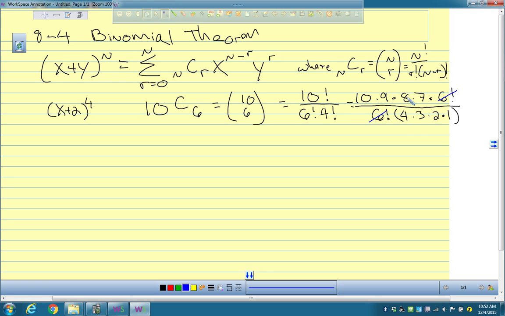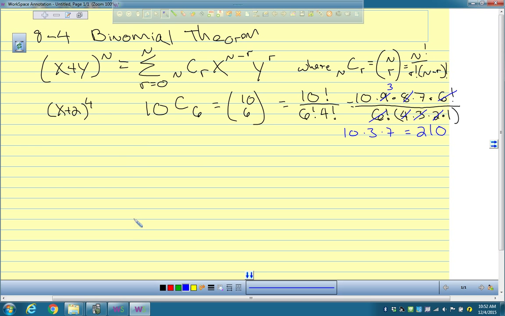See the 8? What's 4 times 2? 8. So I can cancel out the 4 times 2, since everything's being multiplied with that 8. What else goes into the top? 3 goes into 9 how many times? 3 times. So this is actually equal to 10 times 3 times 7, which is equal to 210. Okay, so that's how you do it by hand. Did you follow what I did?